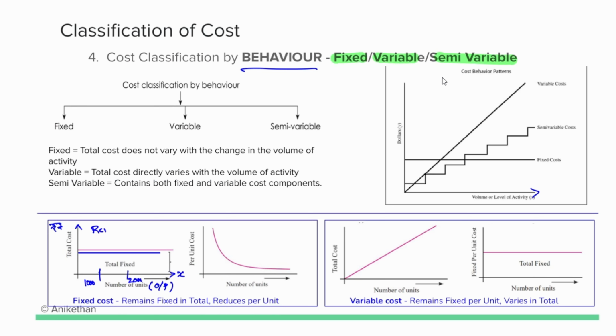A classic example is rent. The factory rent does not vary if I produce 1000 or 2000. It stays the same. The same thing is the salary. If I'm producing less, I will not pay less salary. Correct? So that is the behavior.